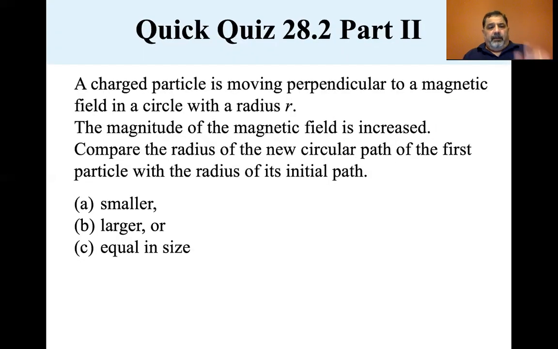So the magnitude of the magnetic field is increased. Compare the radius of the new circular path of the first particle with the radius of its initial path. If you increase the magnetic field, the radius is going to get smaller. And sure enough, there's the answer: smaller.